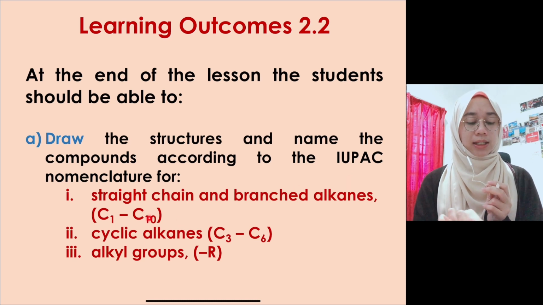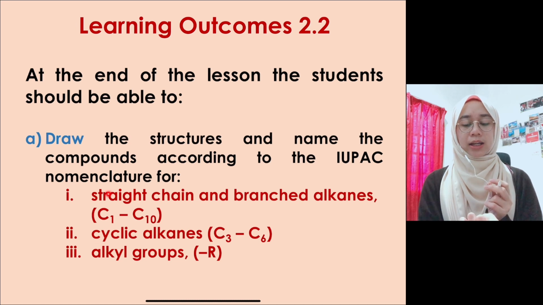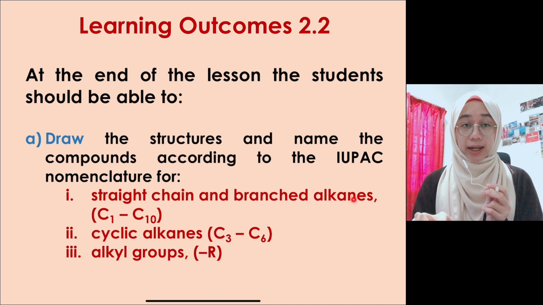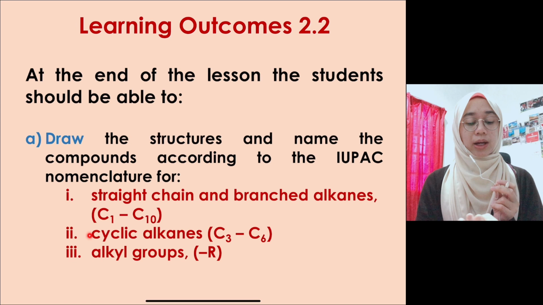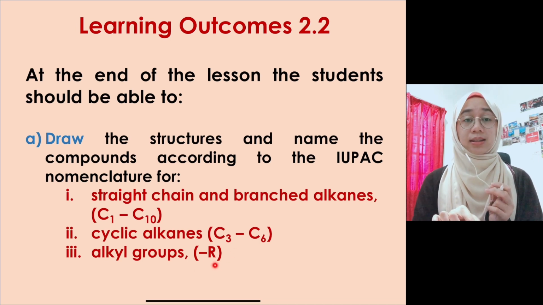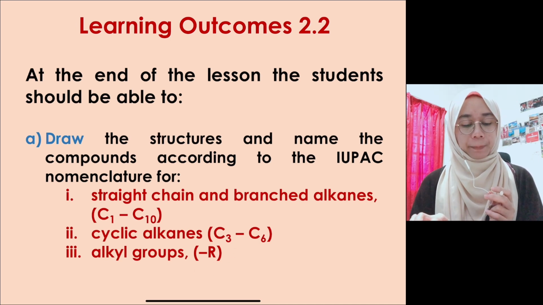So ada 3 jenis yang kita akan belajar. Kita akan belajar yang straight chain dengan branch alkane, okay, and then kita akan belajar pula yang cyclic, cycloalkane, and then kita akan belajar pula untuk alkyl group. Okay, so kita jumpa sekali lagi alkyl group kat sini. So what is exactly alkyl group? Let's have a look at that.